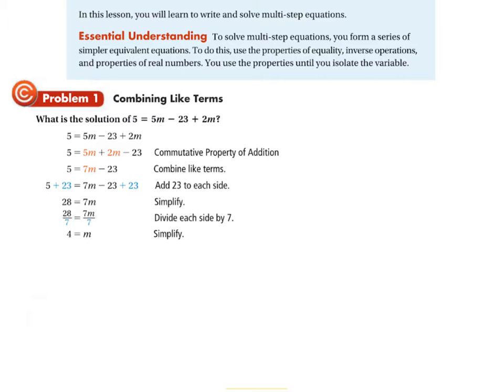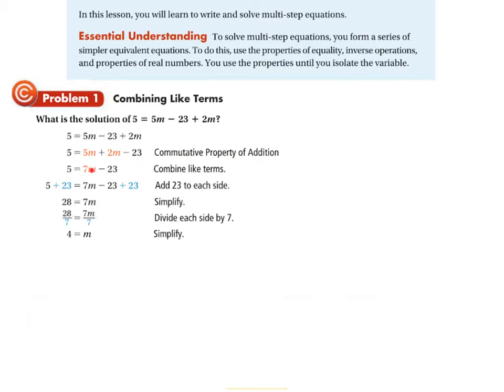Okay. First thing that they do here, and I don't mind if you don't do this step of reordering, but the first thing that they do is they reorder this using the commutative property to get these two like terms together. Okay? It's fine with me if you look from here and you can see these terms go together and you just do what they do here, which is to combine them. 5m plus 2m is 7m.